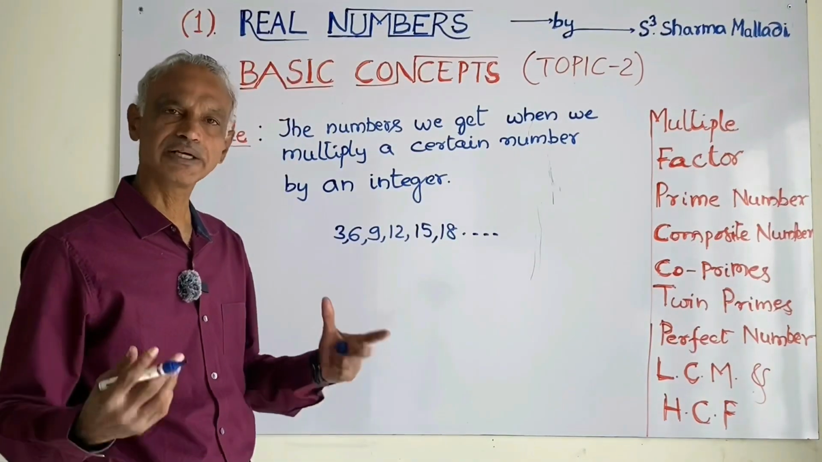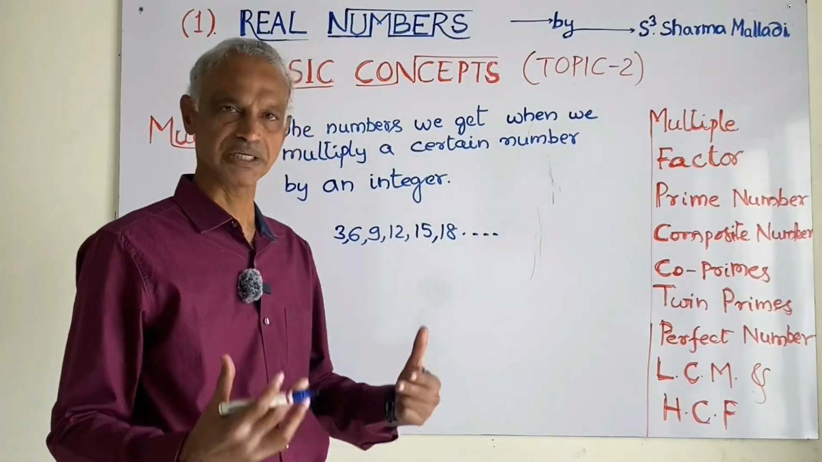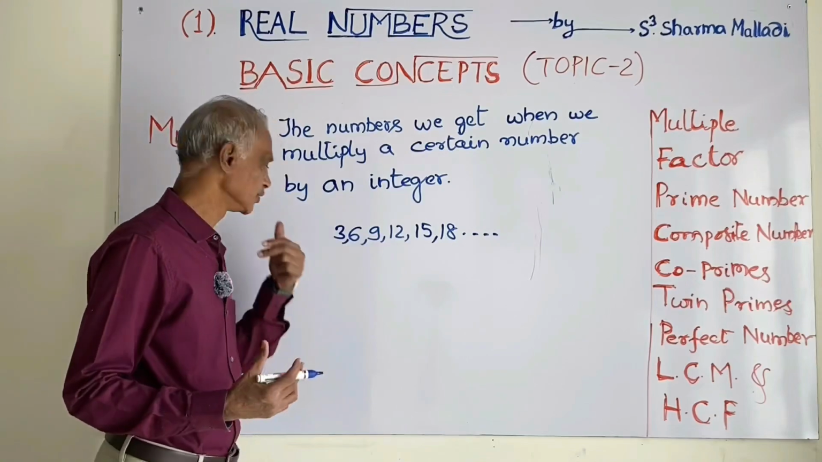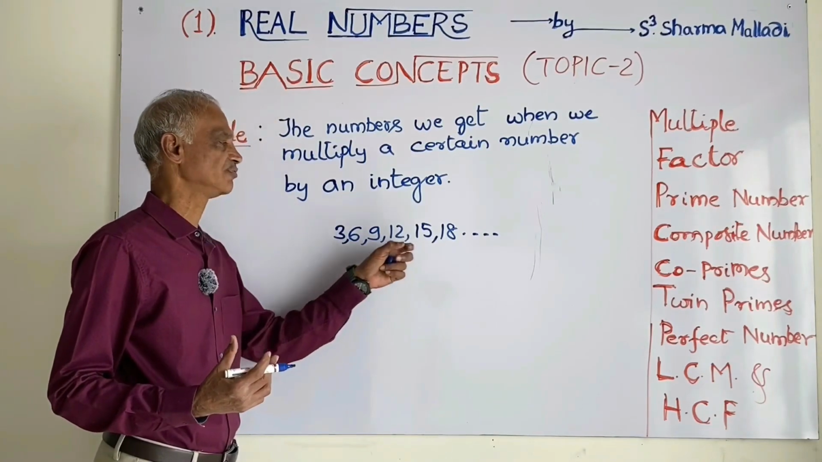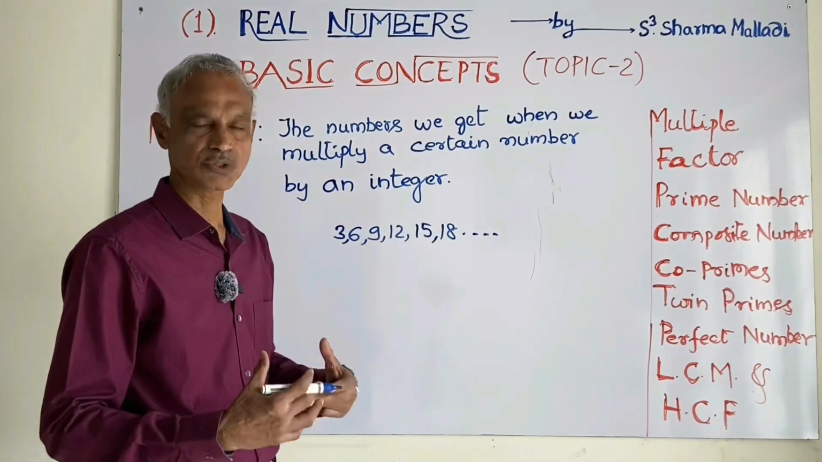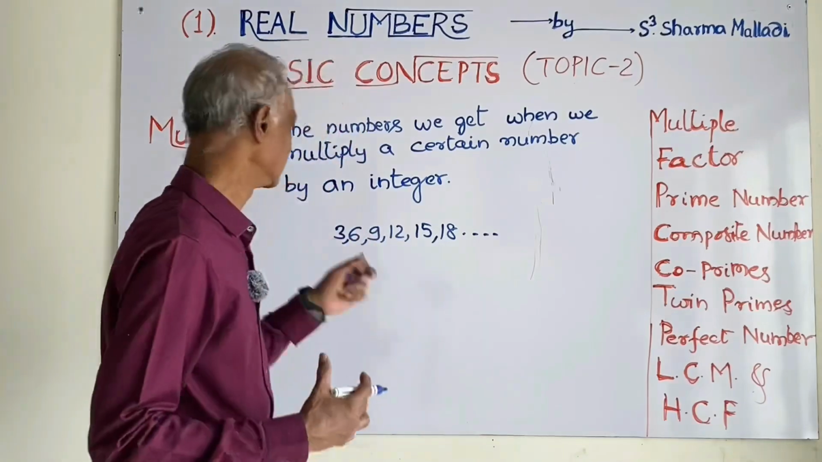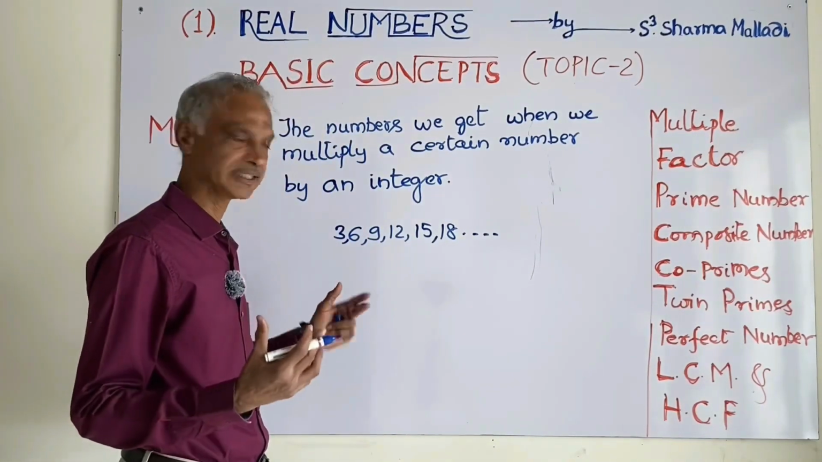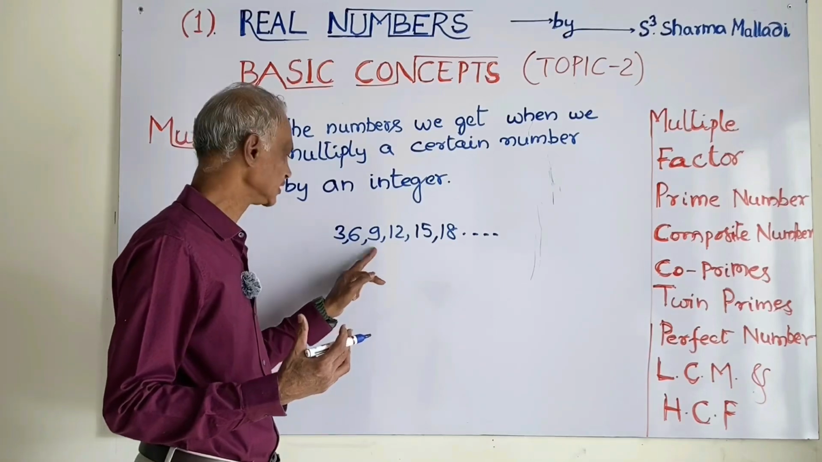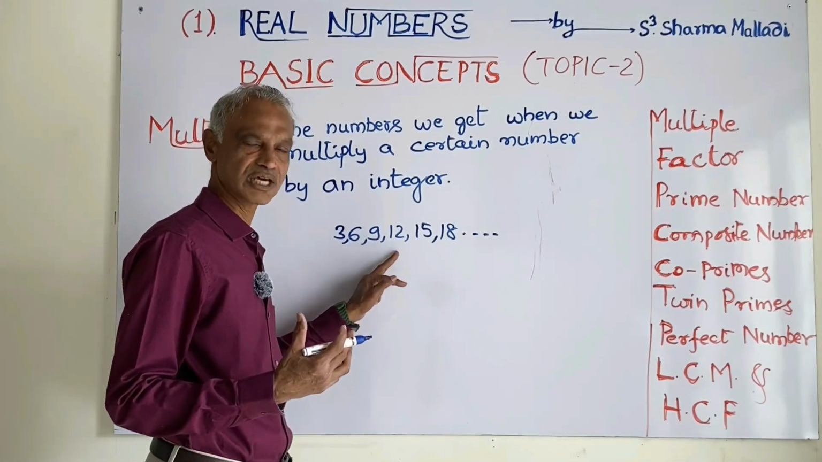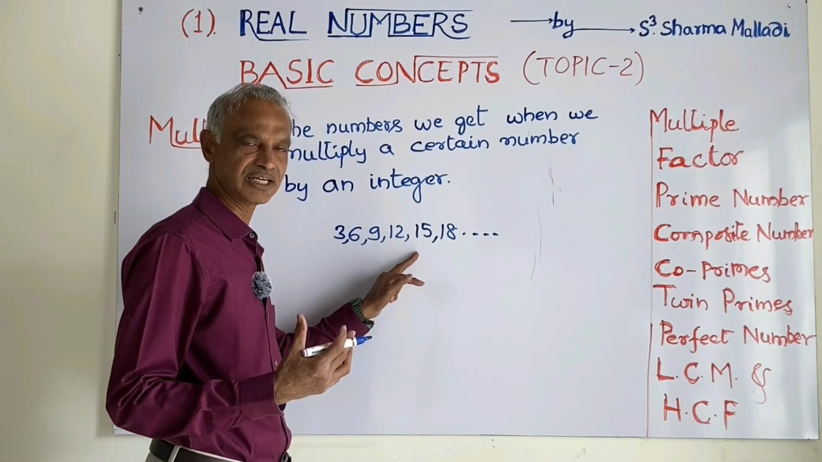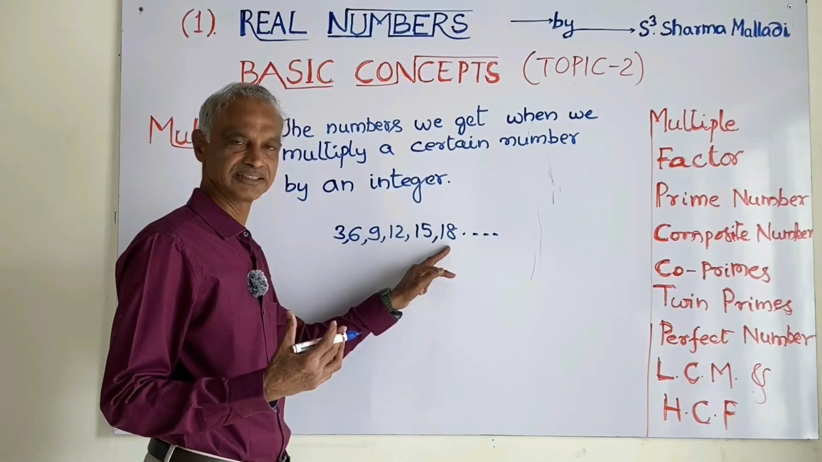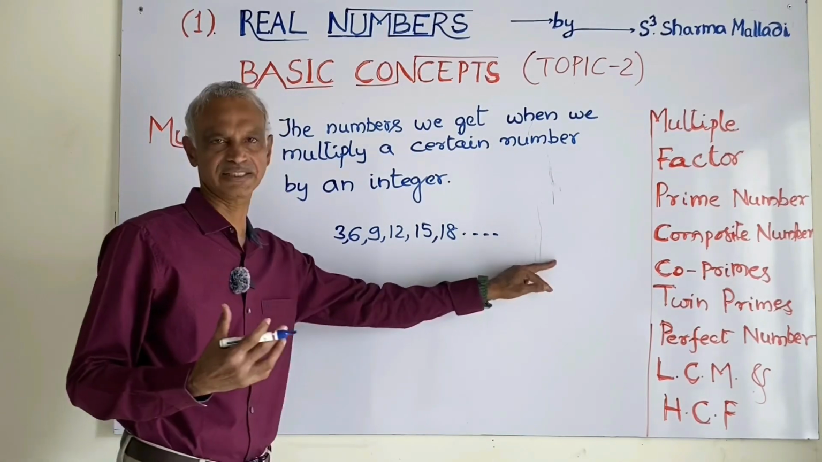You have already learned what multiples are. What is a multiple? 3, 6, 9, 12, 15, 18 and so on are all multiples of 3. How will you get a multiple? 3 ones are 3, 3 twos are 6, 3 threes are 9, 3 fours are 12, 3 fives are 15, 3 sixes are 18 and so on.